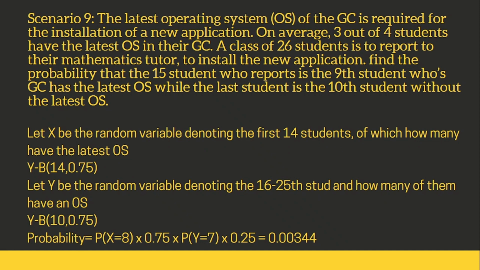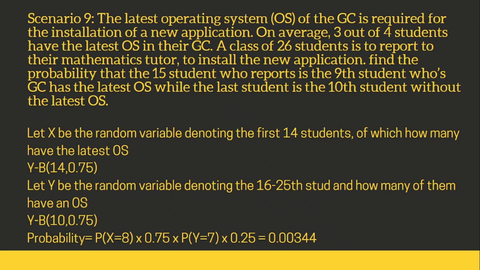Let X be the random variable for the first 14 students, of which how many have the latest OS. In this case we have a sample size of 14, and the probability that a student has the latest OS is 0.75. Likewise you do the same for Y, but in this case it's for the 16th to 25th student. What this probability stands for is that out of the first 14 students, 8 of them have the latest OS.